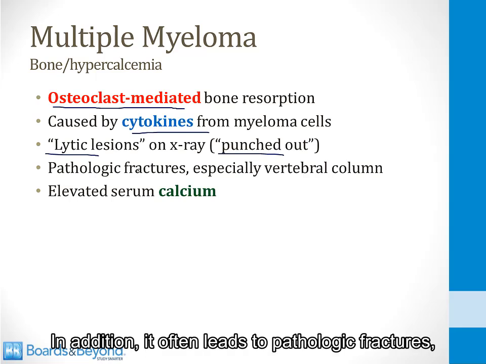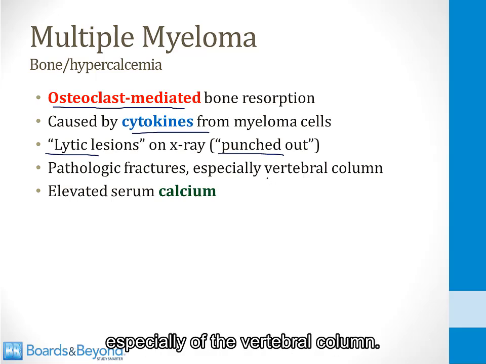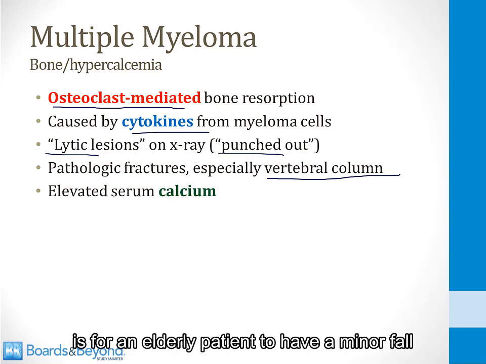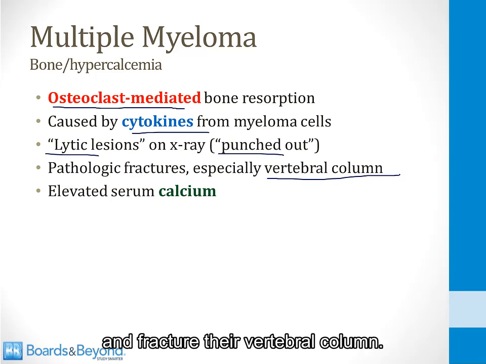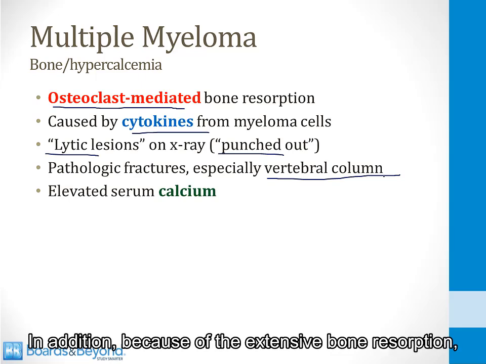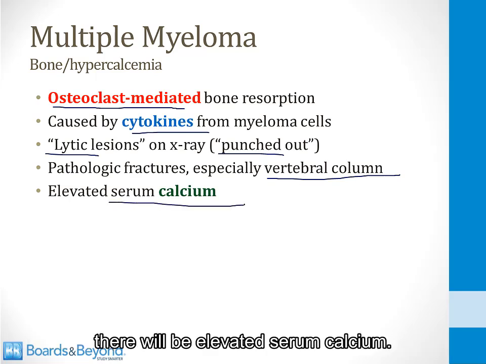In addition, it often leads to pathologic fractures, especially of the vertebral column. A common way for multiple myeloma to present is for an elderly patient to have a minor fall and fracture their vertebral column. That leads to a workup which identifies the myeloma. In addition, because of the extensive bone resorption, there will be elevated serum calcium.